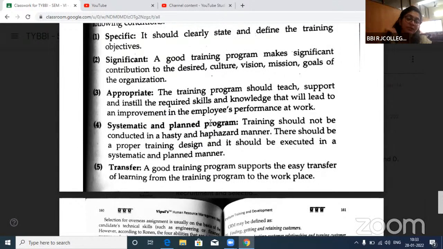Okay. Next, transfer. Transfer means a good training program supports easy transfer of learning from training to the workplace. That means whatever you have learned, you are supposed to carry it out in your job.